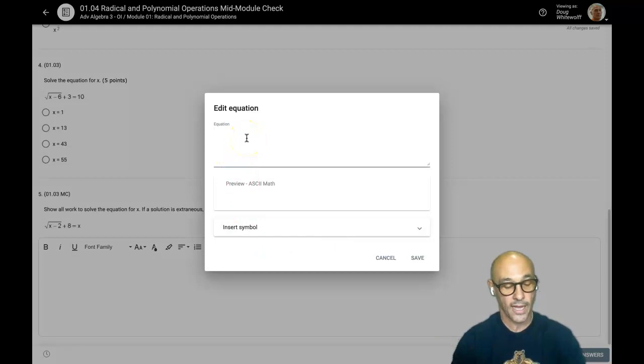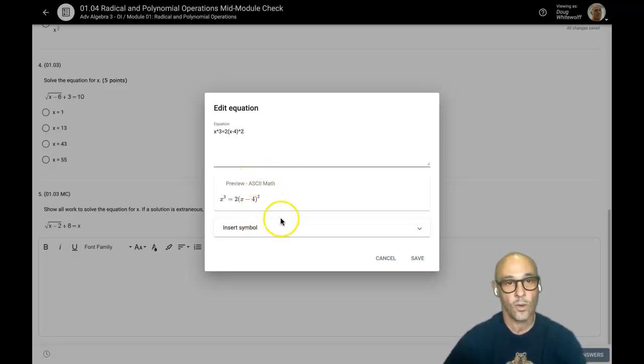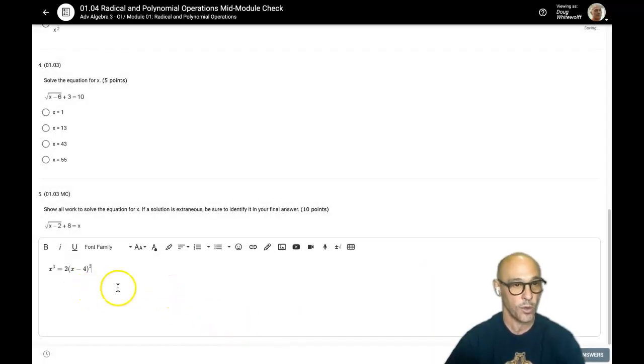Some of the things that you need to use are exponents. So if you want to do x to the third power, you do x, and then shift 6, it's a caret, and it will give you an exponent. So here's where I'm typing, and down here is what it's going to look like when you insert it into the box. So you can do x to the third is equal to 2 times the quantity x minus 4, and then that whole thing is going to be squared. And when you push save, it will show up down here.